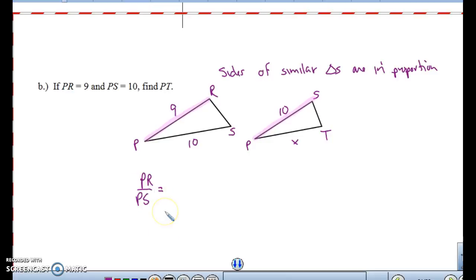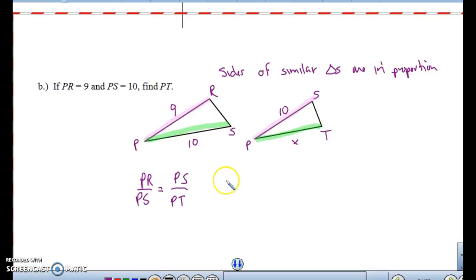Now I want to set up a second ratio exactly the same way, except I want to use the one I don't know. Well, PS is in this triangle, and then PT is in this triangle. That's the side I'm missing. So PS is to PT. Notice this one to this one equals this one to this one. The same ones have to be across from each other.